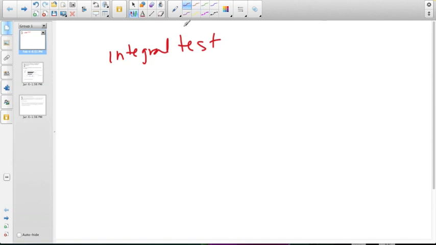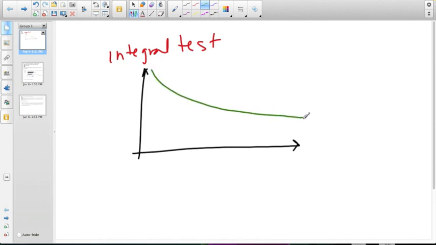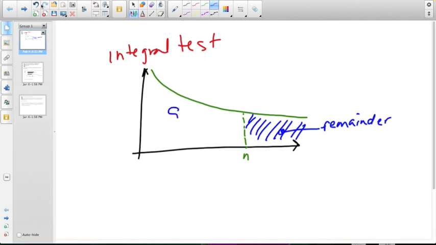If we just review a little bit, that said, let's treat the series as basically this continuous non-increasing function, and let's cut the partial sum here, and then this stuff that's out here is the remainder. Remember that? It's the stuff that we didn't add to the sum. We just added all this stuff up.